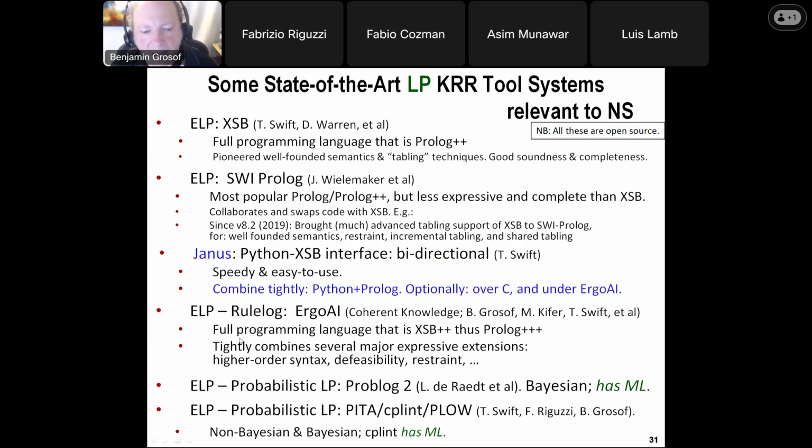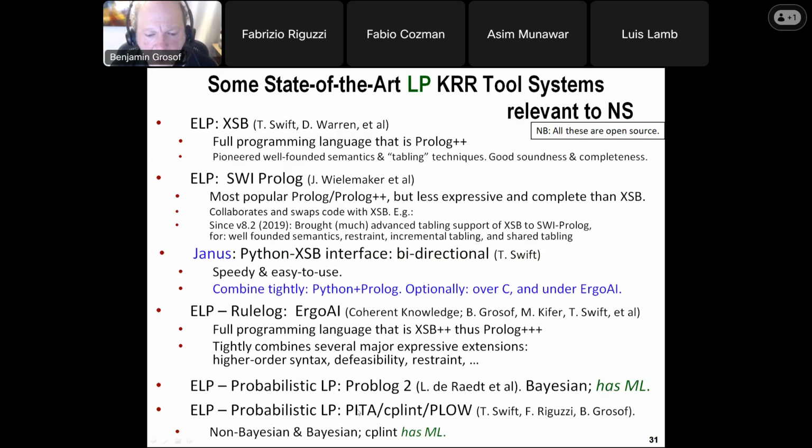And it tightly combines expressive extensions, for example, for higher order syntax, defeasibility, restraint, bounded rationality, and others, and gets those to work together well without much restrictions on how those are combined. Another cluster is probabilistic logic programming. One system for that is Problog2, which extends LP with probabilistic, that's Bayesian uncertainty, and has ML with it or on top of it.